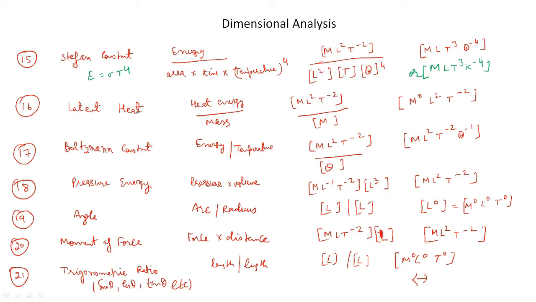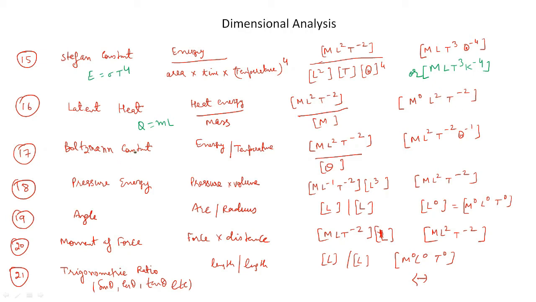Then latent heat is defined as Q is equal to mL. L is here latent heat, so it will be heat energy divided by mass. Heat energy is having the dimension formula as energy ML square T to the power minus 2, and mass is having M, so it will become L square T to the power minus 2.